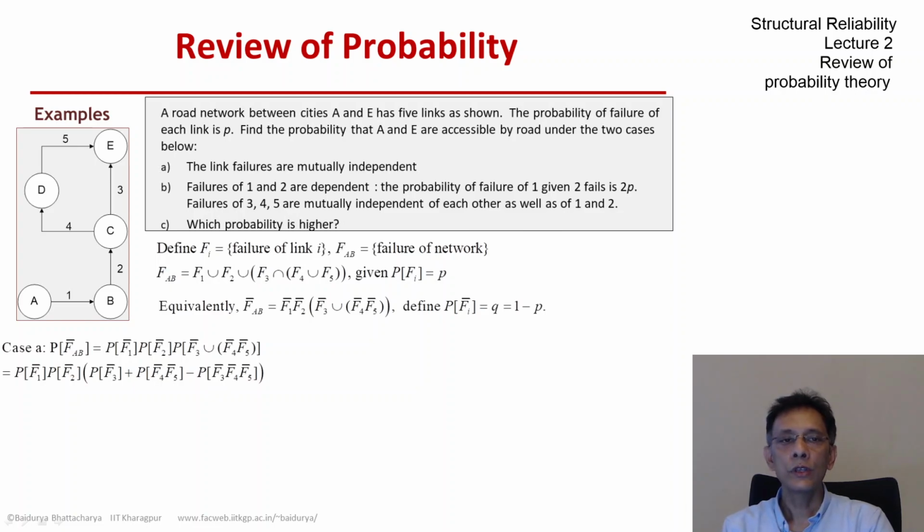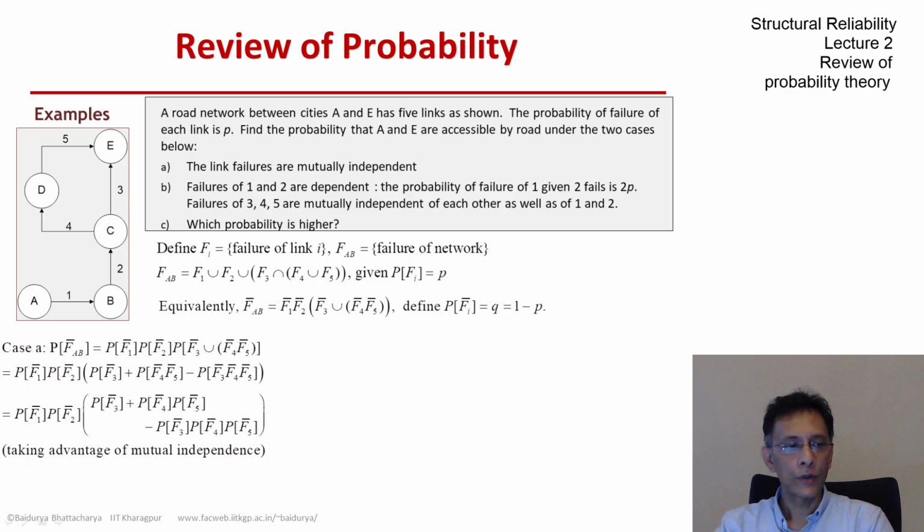And now we can use the independence of all the events, F1 bar, F2 bar up to F5 bar. Because we discussed this, if link failures are mutually independent, link successes are also mutually independent. So that would let us write the system success in terms of all the individual element success probabilities, and the answer for case A is given in terms of q. q is the link success probability, which is q cubed times 1 plus q minus q squared.